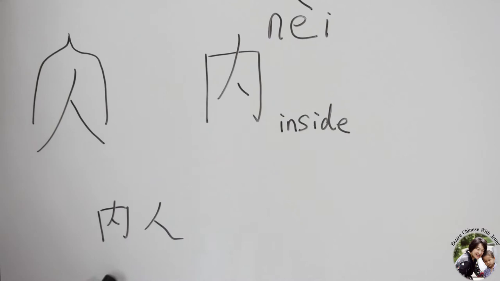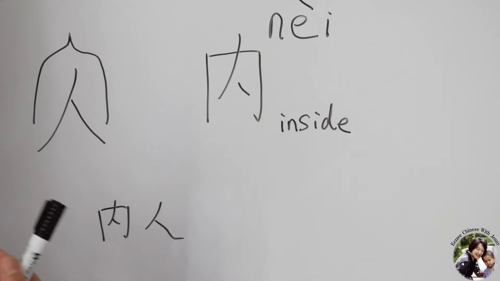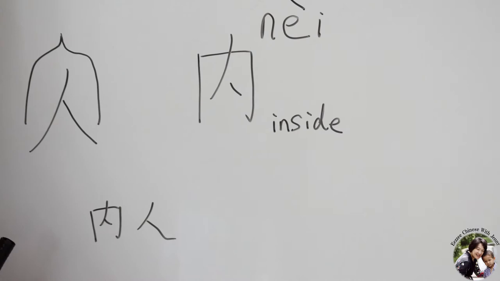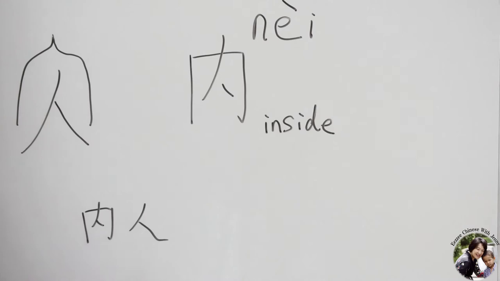内人, a person who lives inside. It refers to wife normally in the past. Currently people don't use this word often, but in the past, women were not always coming out, and they always lived in the inner side of the house. So when a man referred to their wife, they said 内人, means wife.